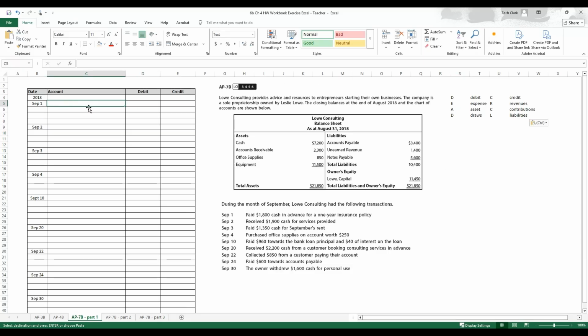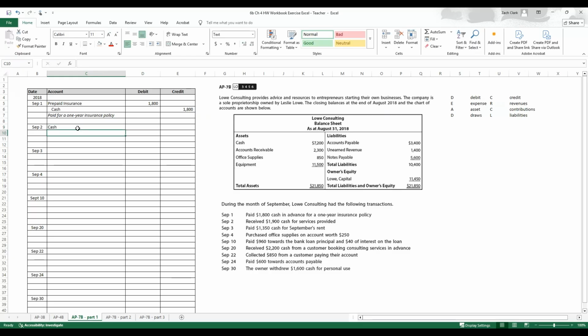Assets are increased with debits. So prepaid insurance asset will increase and cash asset will decrease. We'll say paid for a 1-year insurance policy. That's $1,800. And we're looking good. Okay, September 2nd, we received $1,900 cash for services provided. So cash is an asset, so the debit will be an increase. And then the other side is revenues increasing, and revenues increase with a credit.